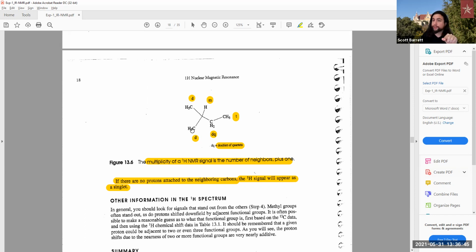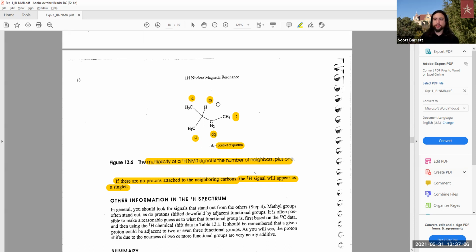Because of that, what about this one? Same thing. The adjacent carbon, 1 hydrogen, 1 plus 1, 2. Doublet, doublet, they're both connected to that single carbon, single hydrogen. 1 plus 1 is 2. And that's the main theory of it. This is a great example. I love this example because it clearly maps out all the different ones.